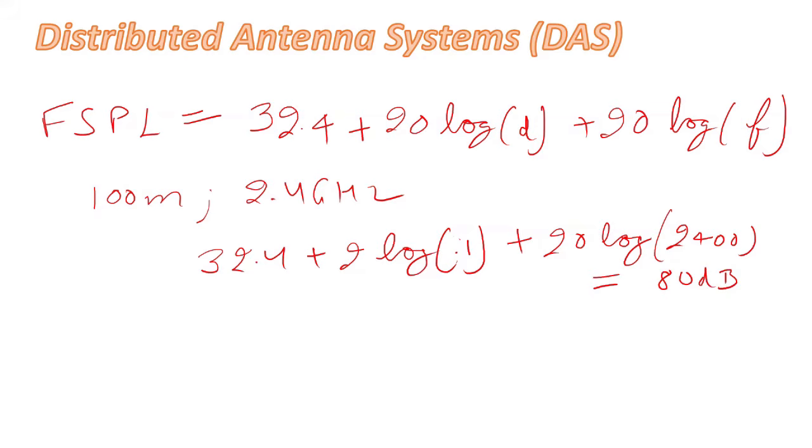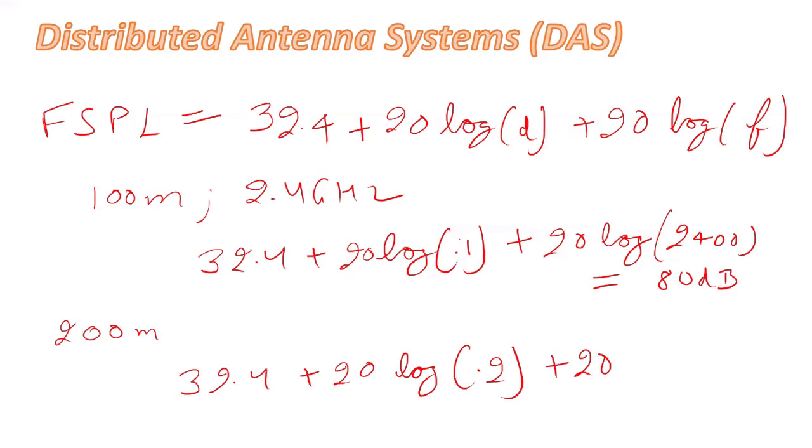But if we increase the distance to 200 meters, what will be the value? 32.4 plus 20 log 0.2 plus 20 log 2400. So it will be 86 dB. Just by doubling the distance, our free space path loss increased by 6 dB. So with the help of DAS, we can reduce our free space path loss as well. That's why DAS is very important.